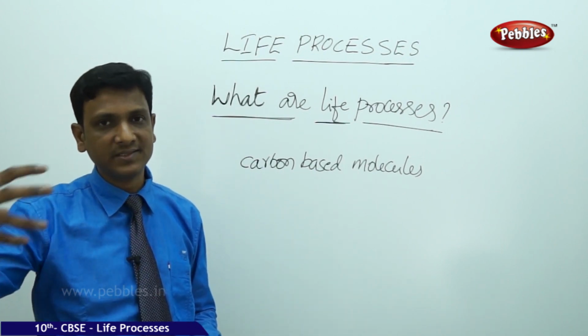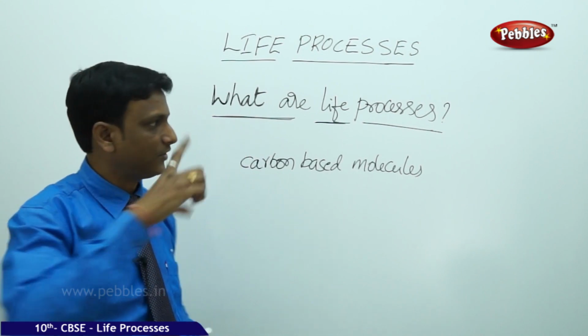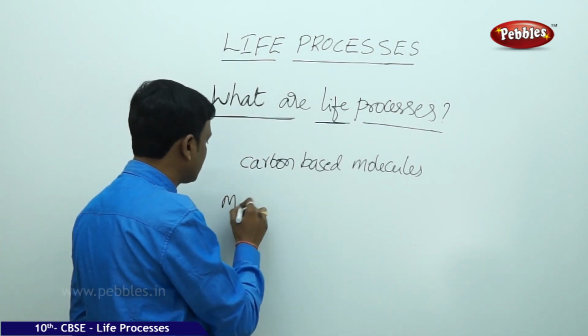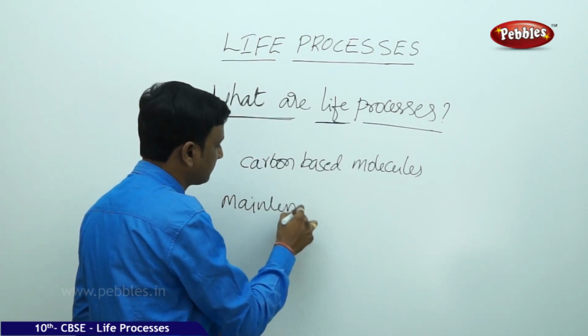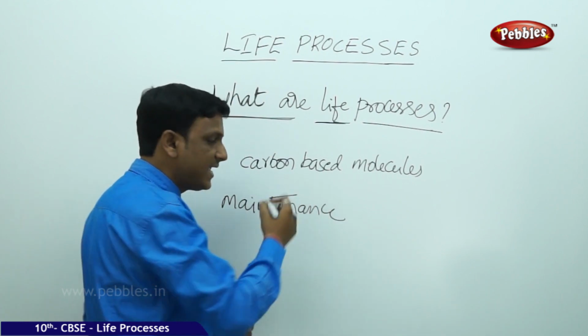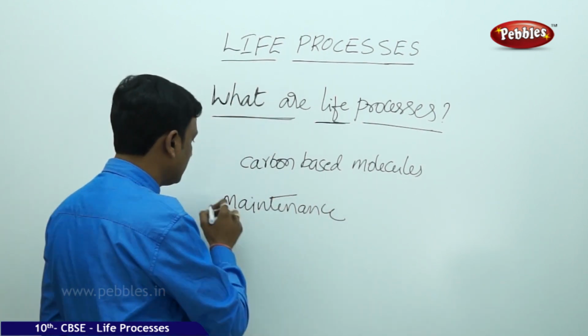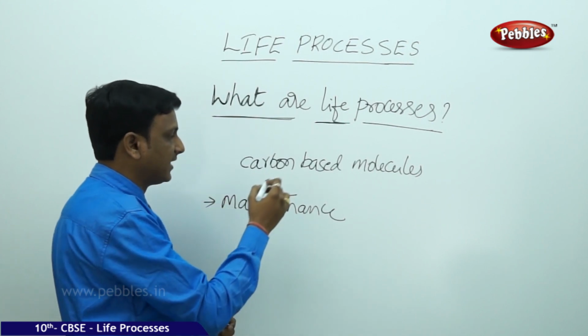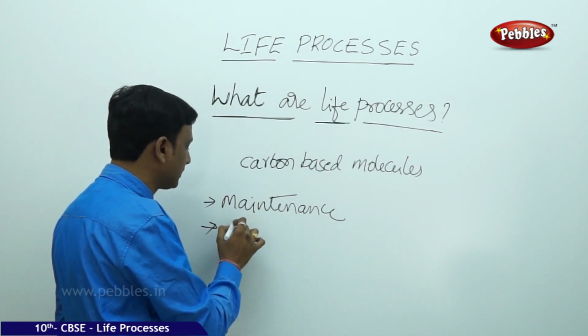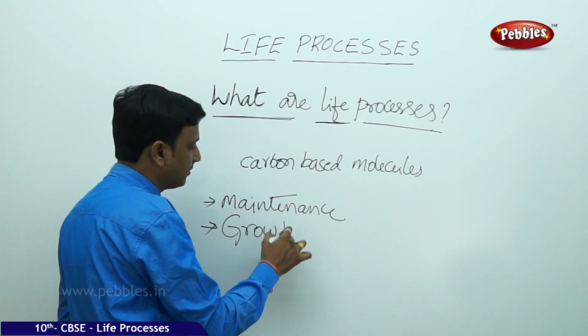So these raw materials are supplied to serve the first purpose, which is maintenance. That is the repair and maintenance of our body. That is the first one. For that purpose, energy is supplied in the form of chemical molecules. Second one is growth.